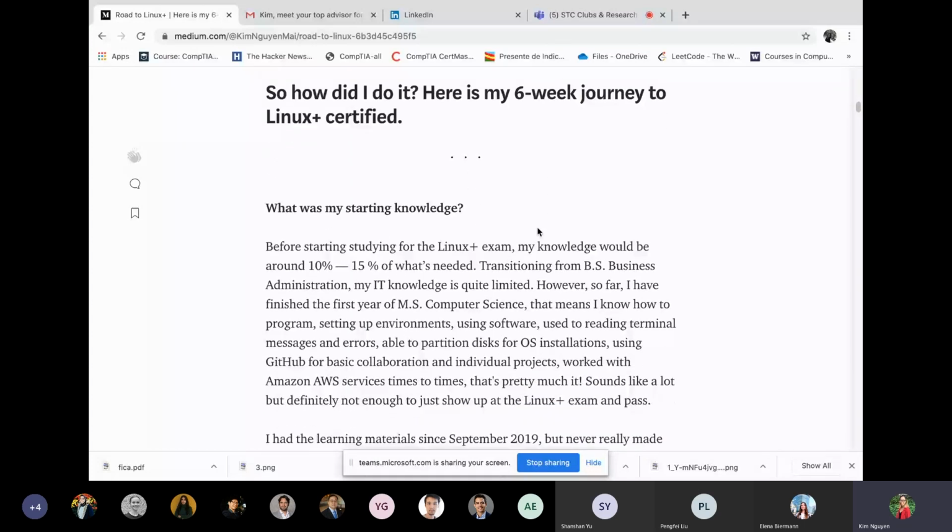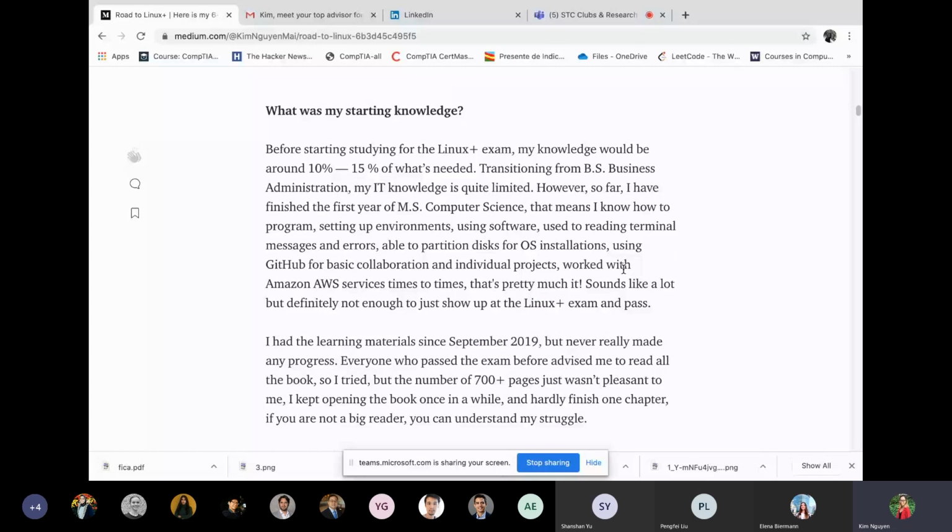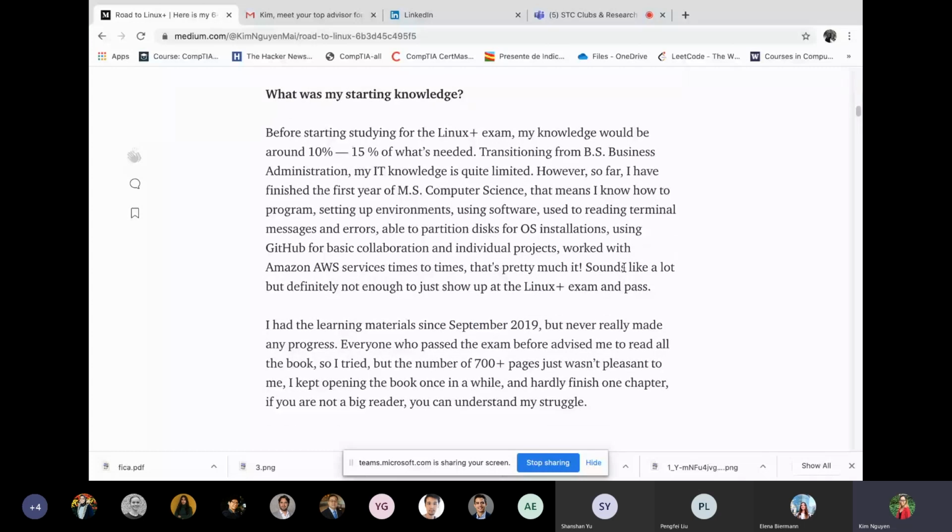Although I got the license since September 2019 as a TA, I never actually studied it. I did open the book and tried to read maybe a page, half a page, but I'm not a reader. So thank you, Shanshan, for today's presentation. So that's why I never actually studied it. The book was more than 700 pages, so it was really hard for me.